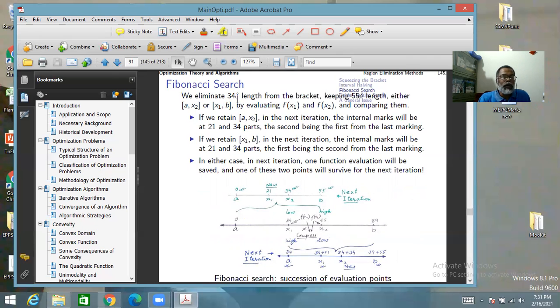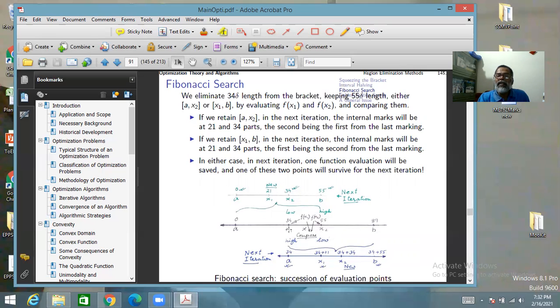So wherever we find the lower value, we eliminate 34 units of the interval length from the 89 unit length, retaining 55 units. Okay, see this. This is A, this is B. So in that unit, if you write, then this is 34, this is 55, and this is 89. 89 units from A to B. At the 34th mark, we have x1. At the 55th mark, we have x2. Now, the way the Fibonacci search method operates is that we evaluate the function here and here and compare these two, which is low, which is high.